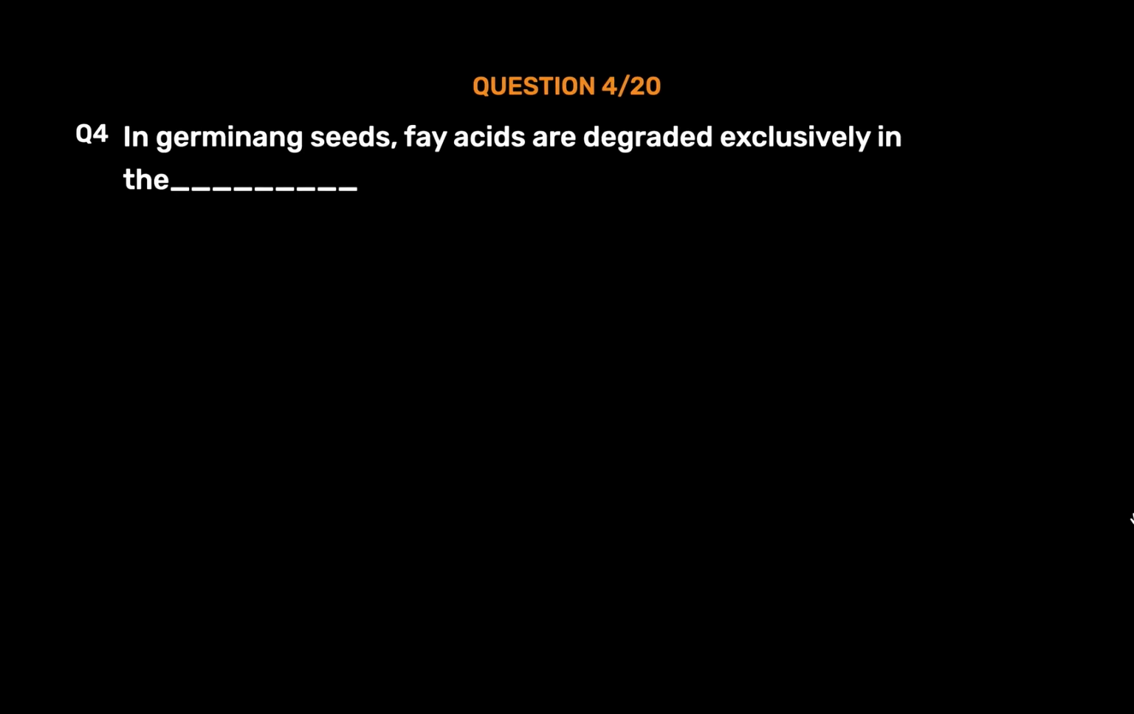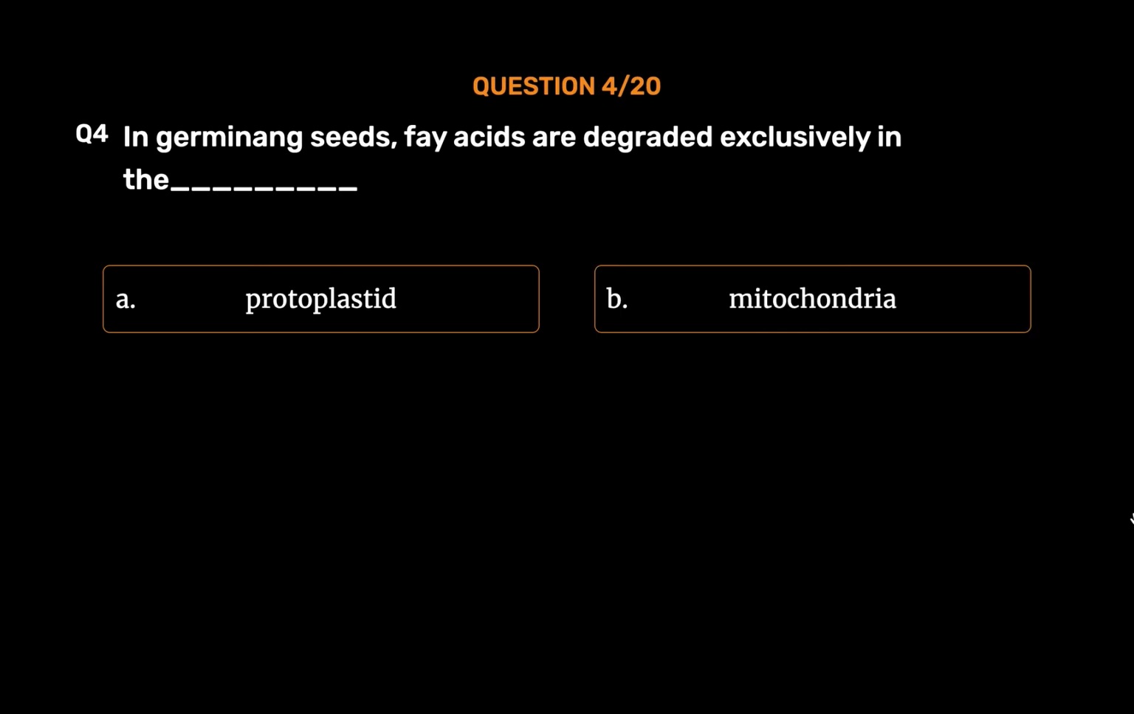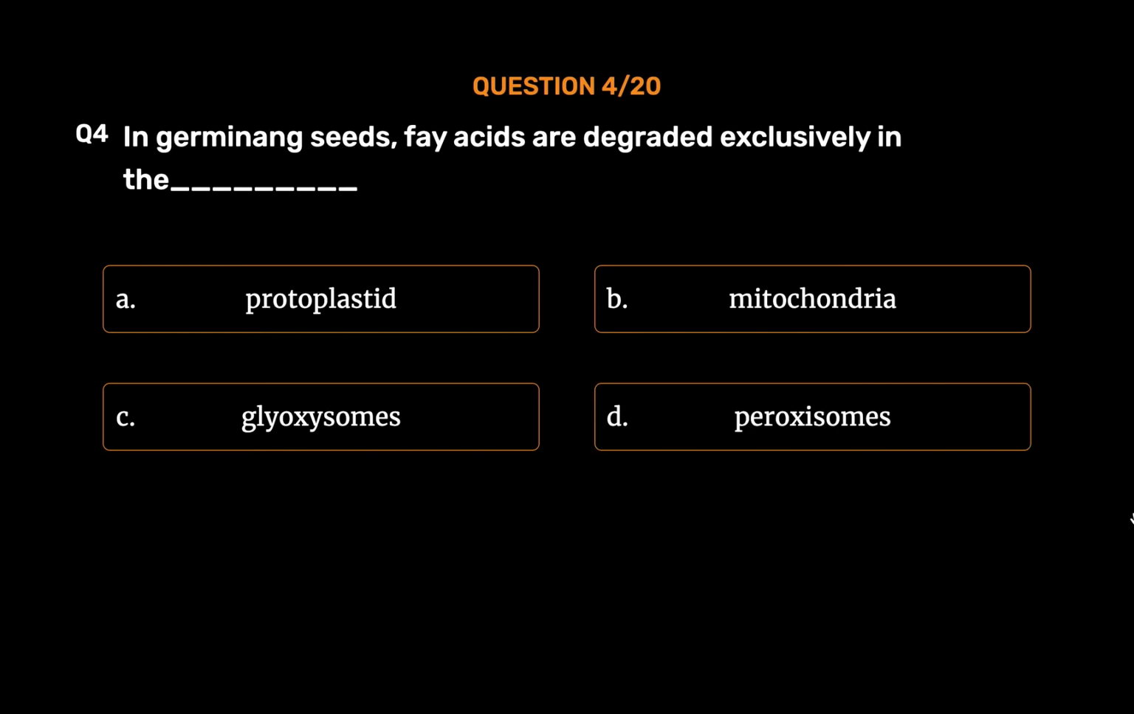Question number 4. In germinating seeds, fatty acids are degraded exclusively in the underscore. Option A. Protoplastid. Option B. Mitochondria. Option C. Glyoxysomes. Option D. Peroxisomes. The correct answer is Option C.